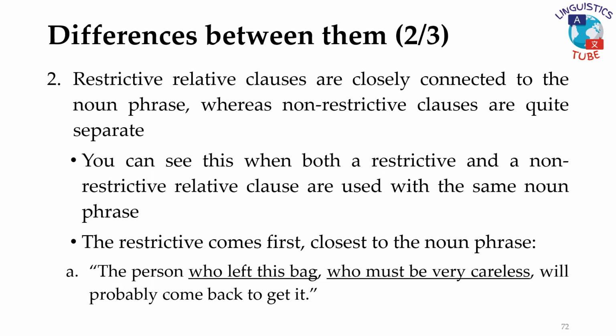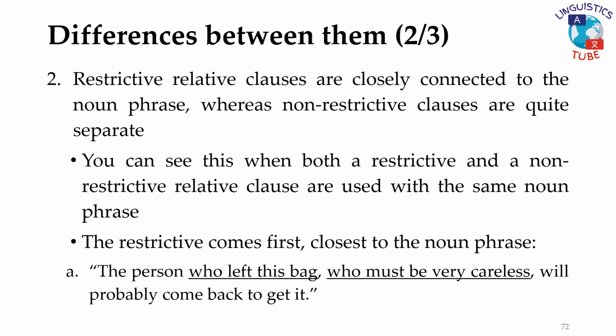The second major difference between the two types of clause is that, in terms of meaning, restrictive relative clauses are tightly connected to the noun phrase that they modify, whereas non-restrictive clauses feel more separate from the noun phrase. This sounds very abstract, so it's best demonstrated with an example. And the best example is a sentence which contains two relative clauses. We haven't seen any examples of this yet, but it is certainly possible in English.